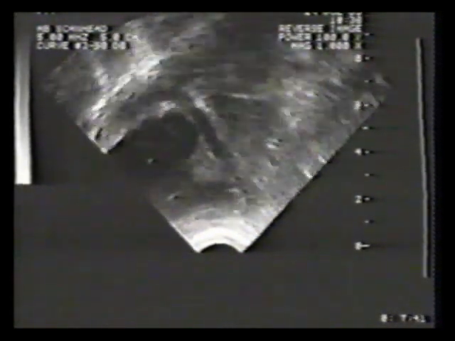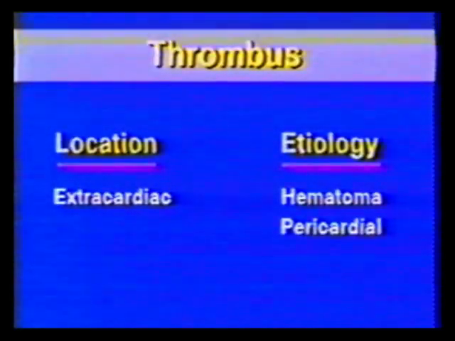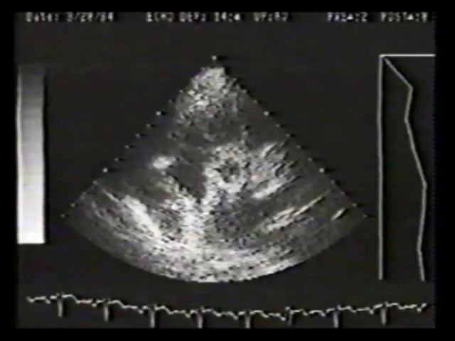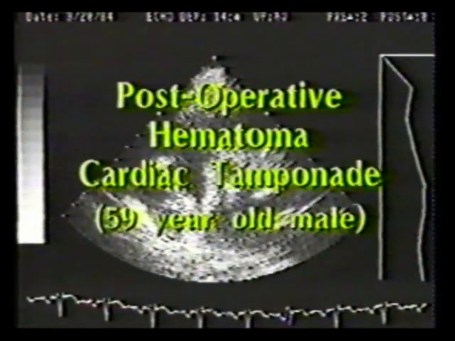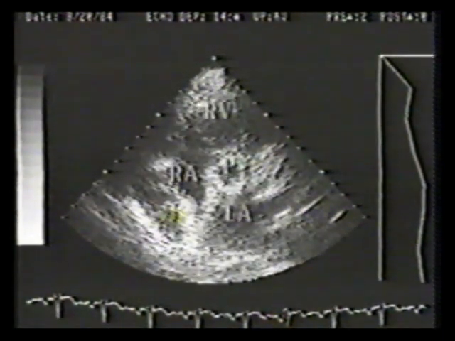The ovoid appearance and adherence to the underlying myocardium is very suggestive of thrombus associated with severe pulmonary hypertension. The most common etiologies of extracardiac thrombus include perioperative hematoma and acute bleed into the pericardial sac. The example to be shown is a 59-year-old male with a postoperative hematoma presenting with cardiac tamponade.